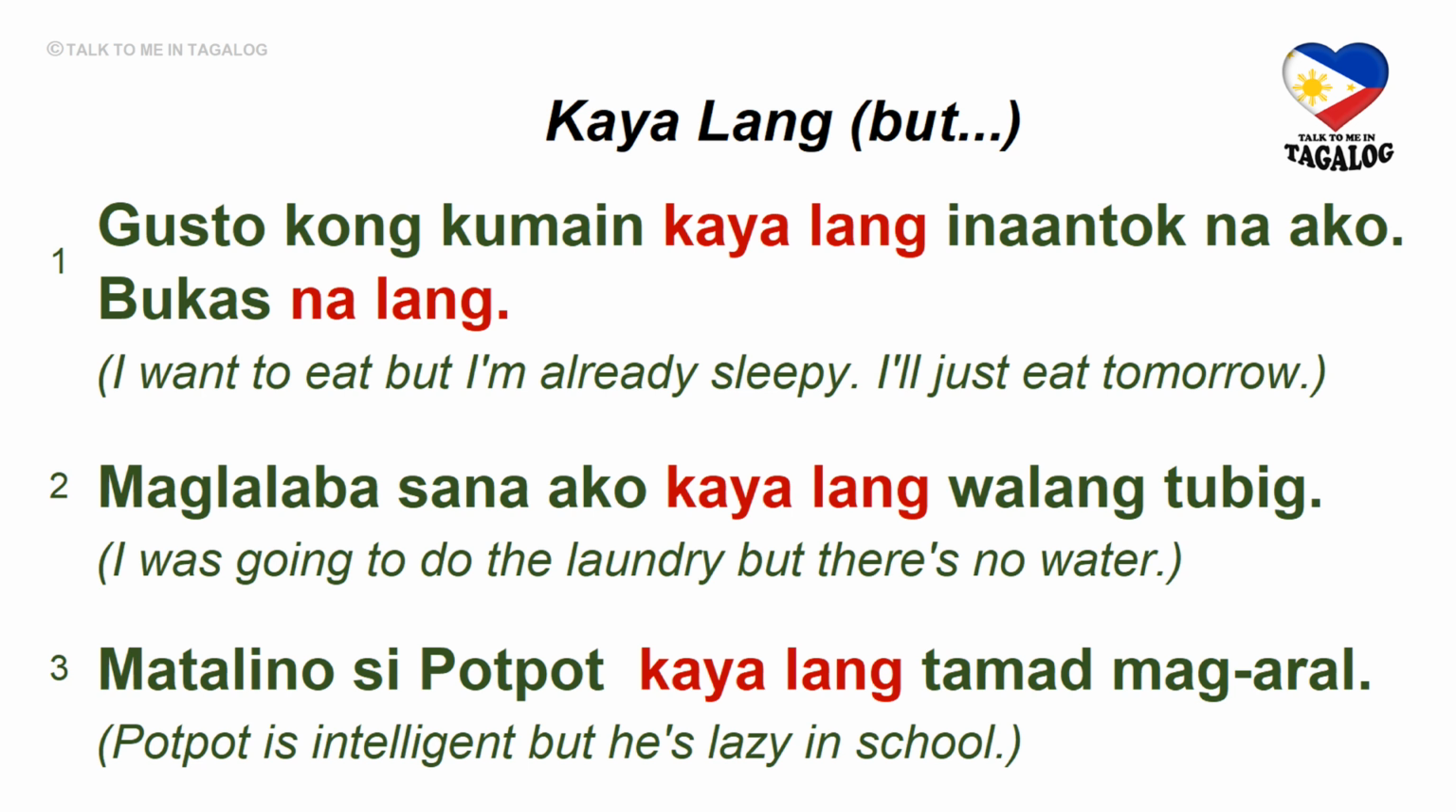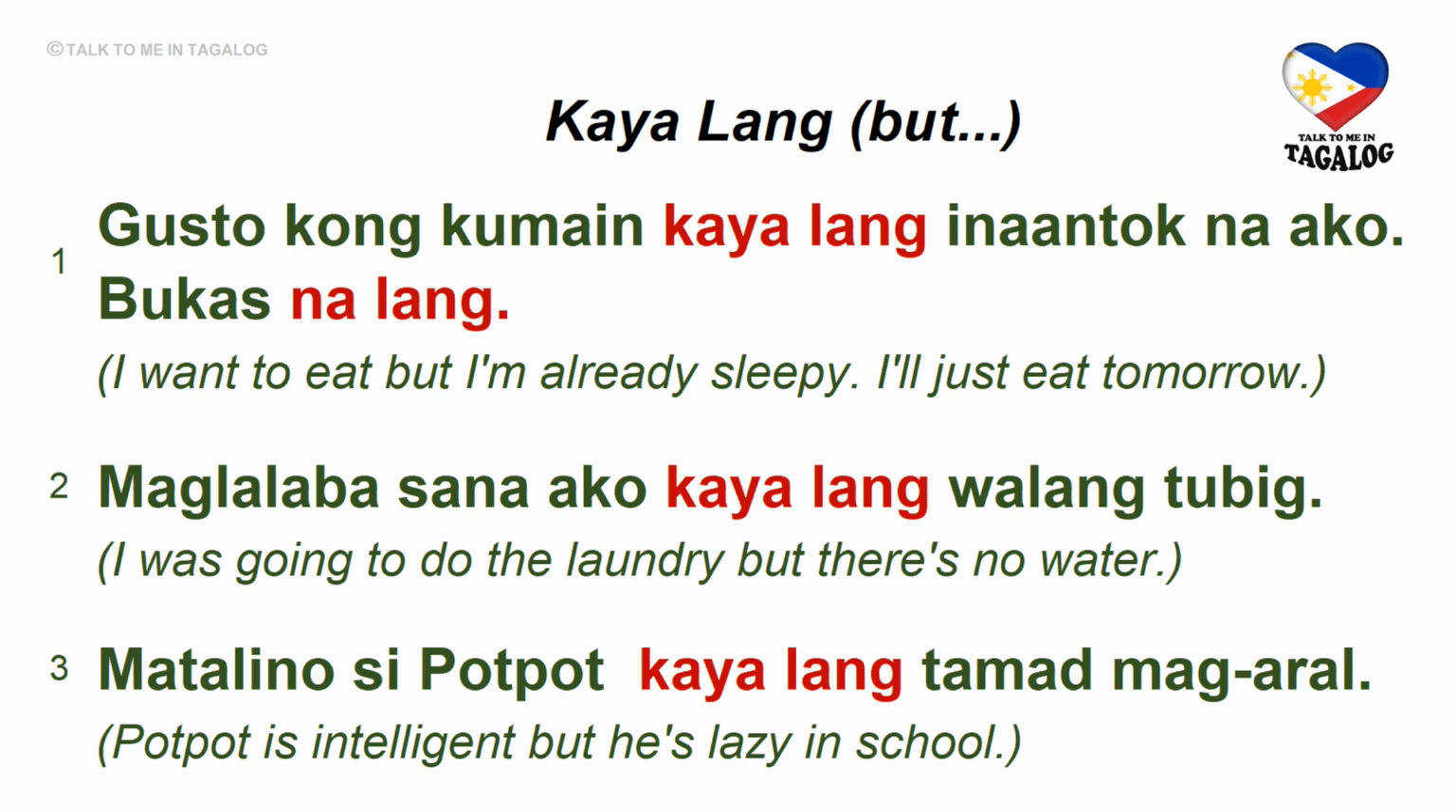Gusto kong kumain, kaya lang inaantok na ako. Bukas na lang. I want to eat but I'm already sleepy. I'll just eat tomorrow. So our sentence structure here is, you want to do A, which is to eat, but or kaya lang you cannot because of B, you're sleepy. Bukas na lang means instead of doing it now, you'll just do it tomorrow.